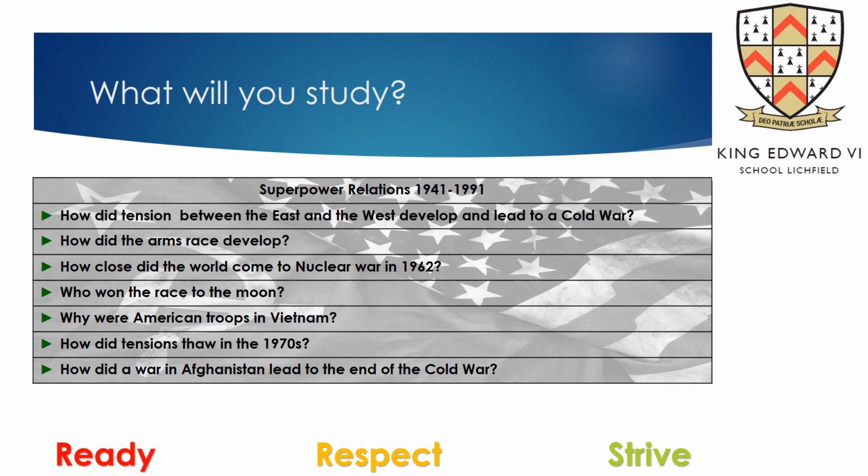The final unit you will study is called Superpower Relations 1941 to 1991, and it focuses on the relationship between Russia and America and how this led to a Cold War across Europe. We ask questions about how the space race developed as well as the arms race and the fear of nuclear weapons. We look closely at the Vietnam War, and then we finish by looking at how tensions thawed in the 1970s and how the end of the Cold War came about.